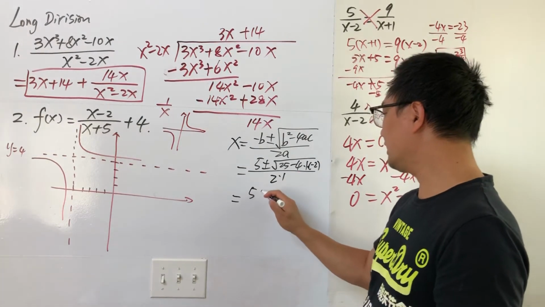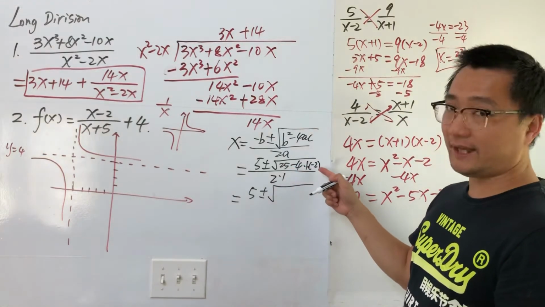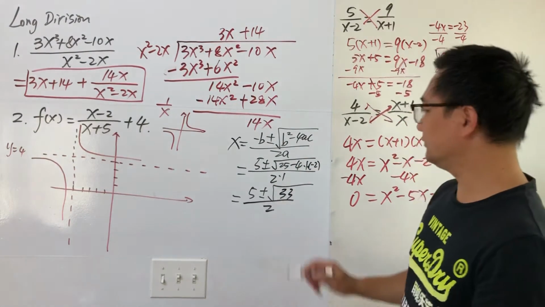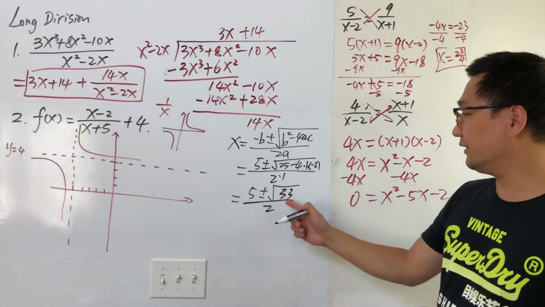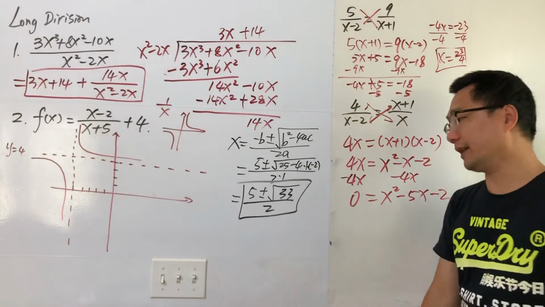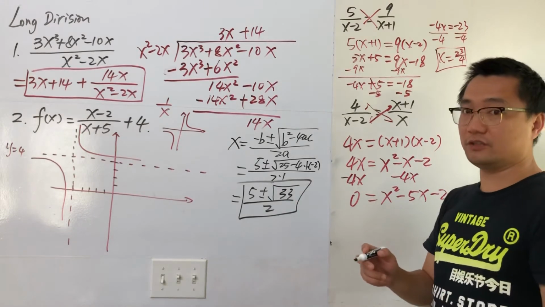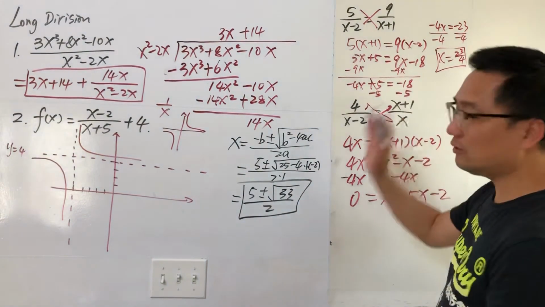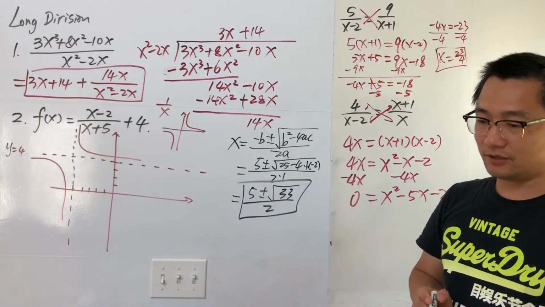So I have 5 plus or minus the square root of 25, and 4 times negative 2 is negative 8, so 25 plus 8, that means 33, over 2. Because you cannot simplify the radical of 33, you can leave it like this. For me, it's fine. This is the answer because you cannot simplify. Or if you want, you can use a calculator to find the decimal number. But for me, just leaving it like this is good enough. That's how we can solve the rational equation.